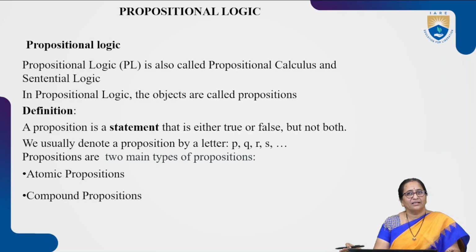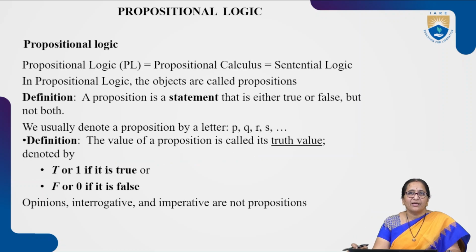We usually denote propositions by the letters P, Q, R, S, A, B, C, D, like that. We can represent propositions by letters of the alphabet. The propositions are mainly of two types: atomic propositions and compound propositions. Propositional logic is also called propositional calculus and sentential logic. It deals with statements that are either true or false, but not both.